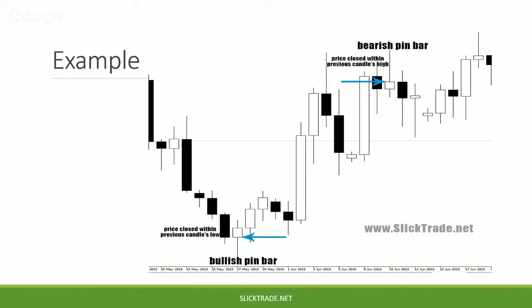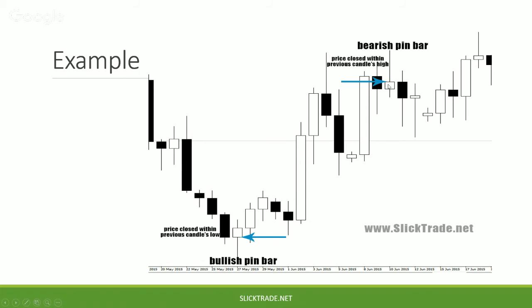So we have 2 examples here. Here is a bullish pin bar. Here's the previous candle. Now, price closed within this previous candle's low. Here's the low. And see the body, that's where price closed, or it closed here, excuse me. But it closed within that previous low.